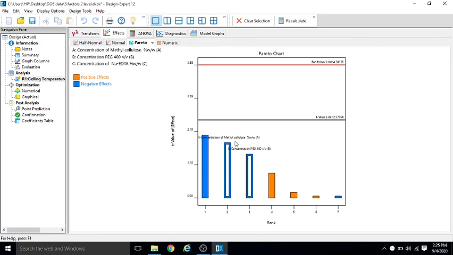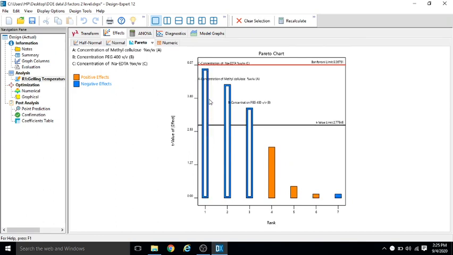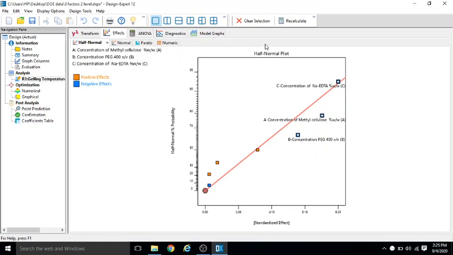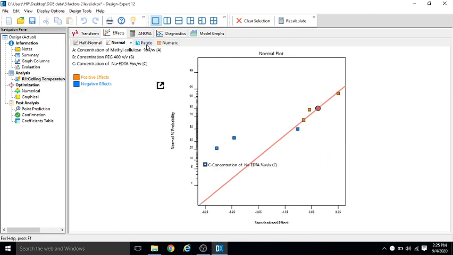In this study, the factors are the concentration of PEG 400, the concentration of methyl cellulose, and the concentration of sodium EDTA, but the maximum impact is because of the concentration of sodium EDTA, which is also known from this particular half normal plot, because this particular effect is the largest effect, right? So the concentration of sodium EDTA is having maximum impact, and this can be confirmed from the Pareto plot.